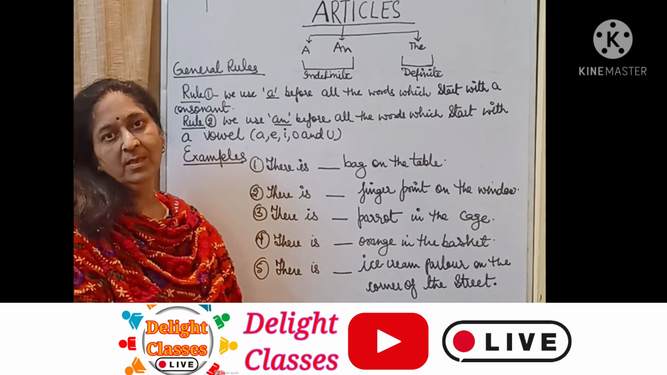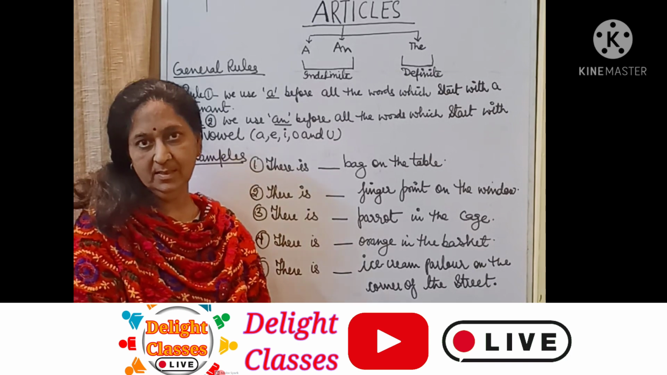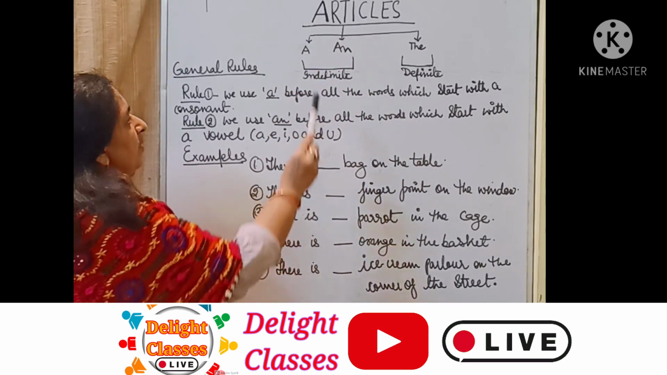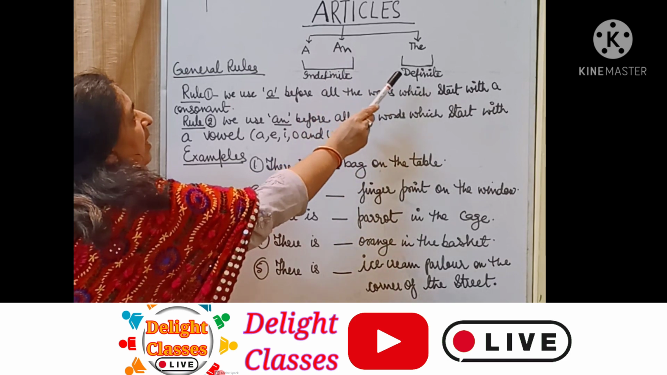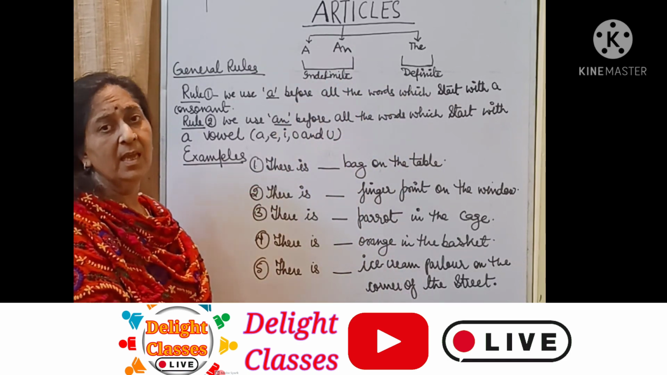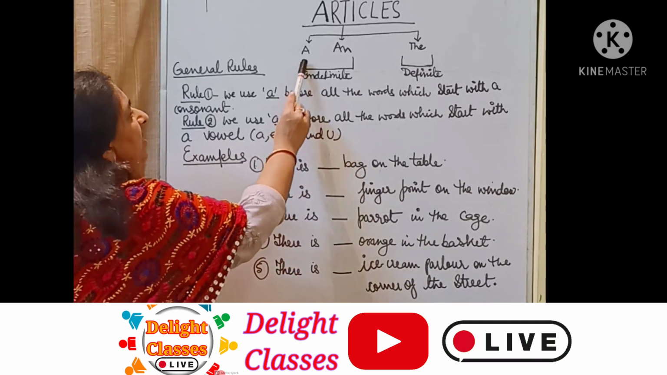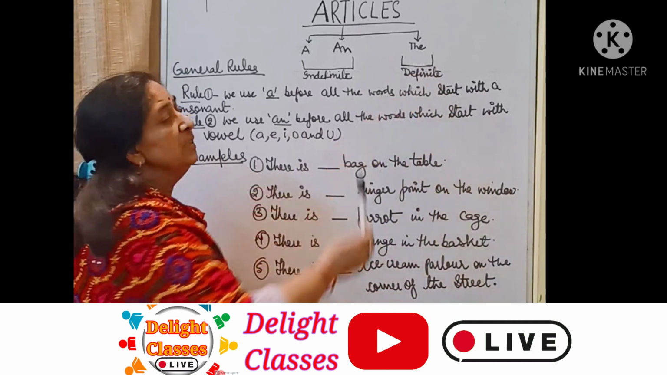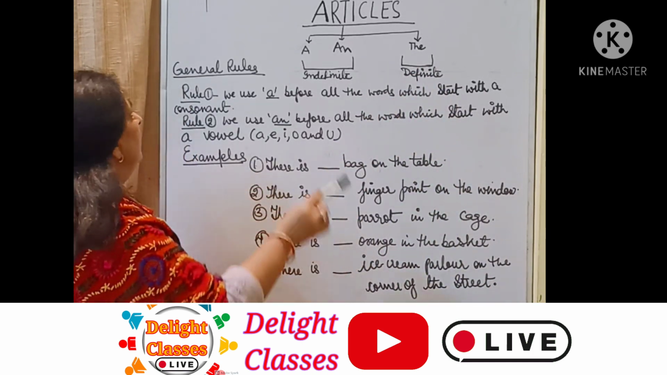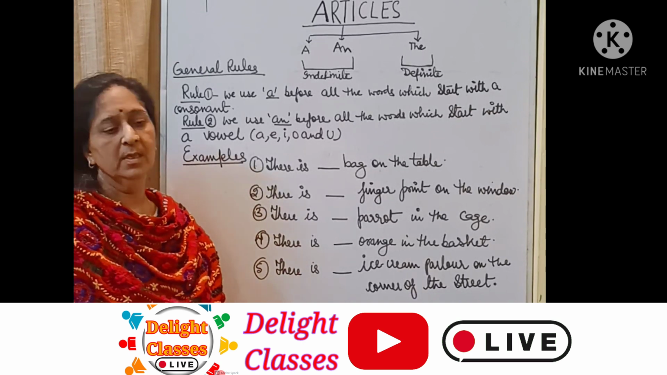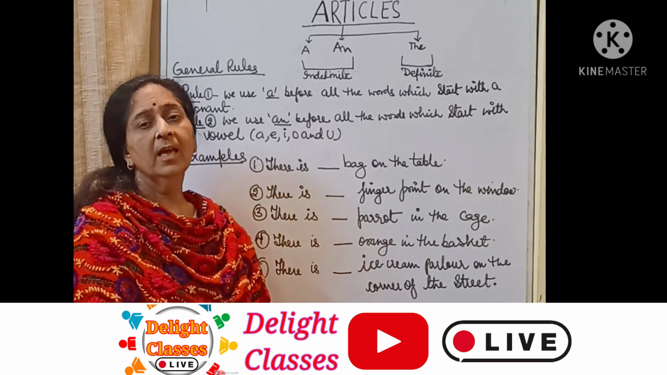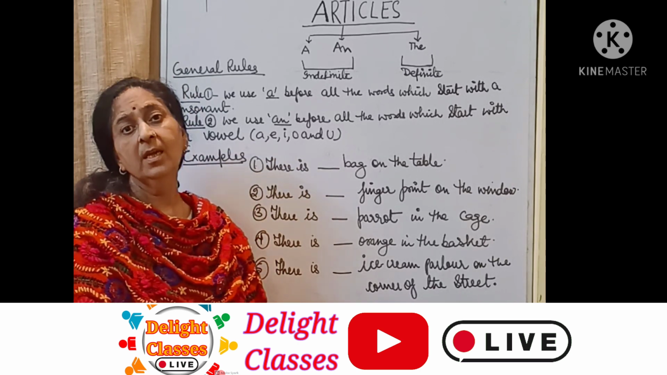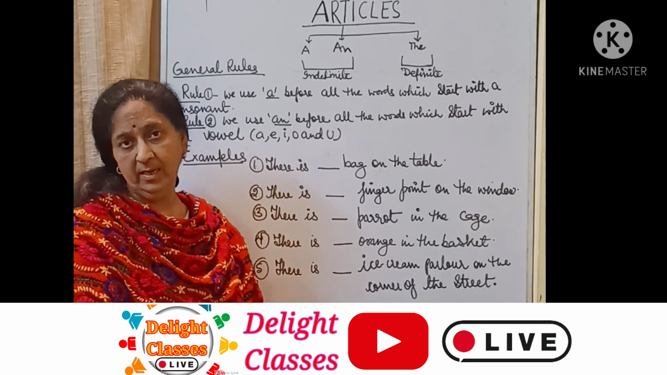Today in the grammar section, we are going to study articles. Articles are three in English: a, an, and the. A and an are called indefinite articles, whereas the is called definite article. Now, where do we use a and an, and how to use a and an? Our today's topic is how to use a and an and where to use a and an.